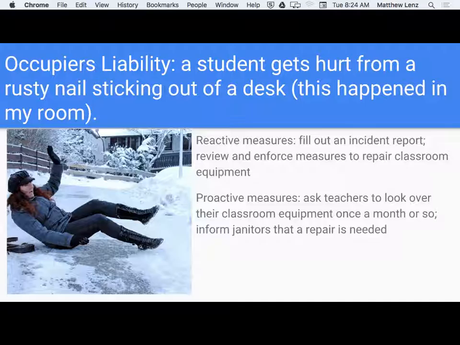Occupier's liability. A student gets hurt from a rusty nail sticking out of a desk. This is something that actually happened in my room. We need to fill out an incident report, enforce measures to repair classroom equipment, and proactively ask your teachers to look around and make sure that there's nothing that can happen where the kids could get hurt, and inform the janitorial staff of any repair that is needed.